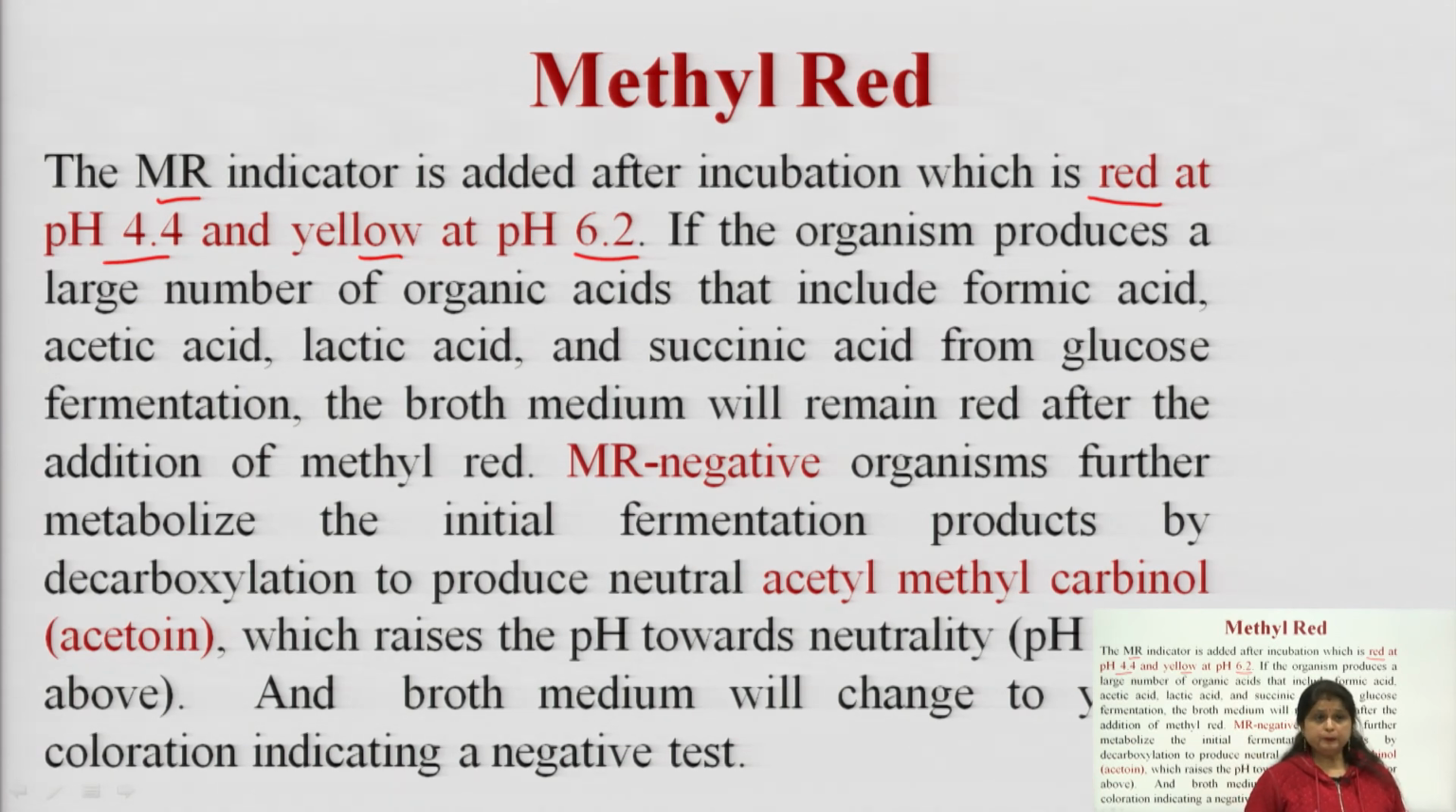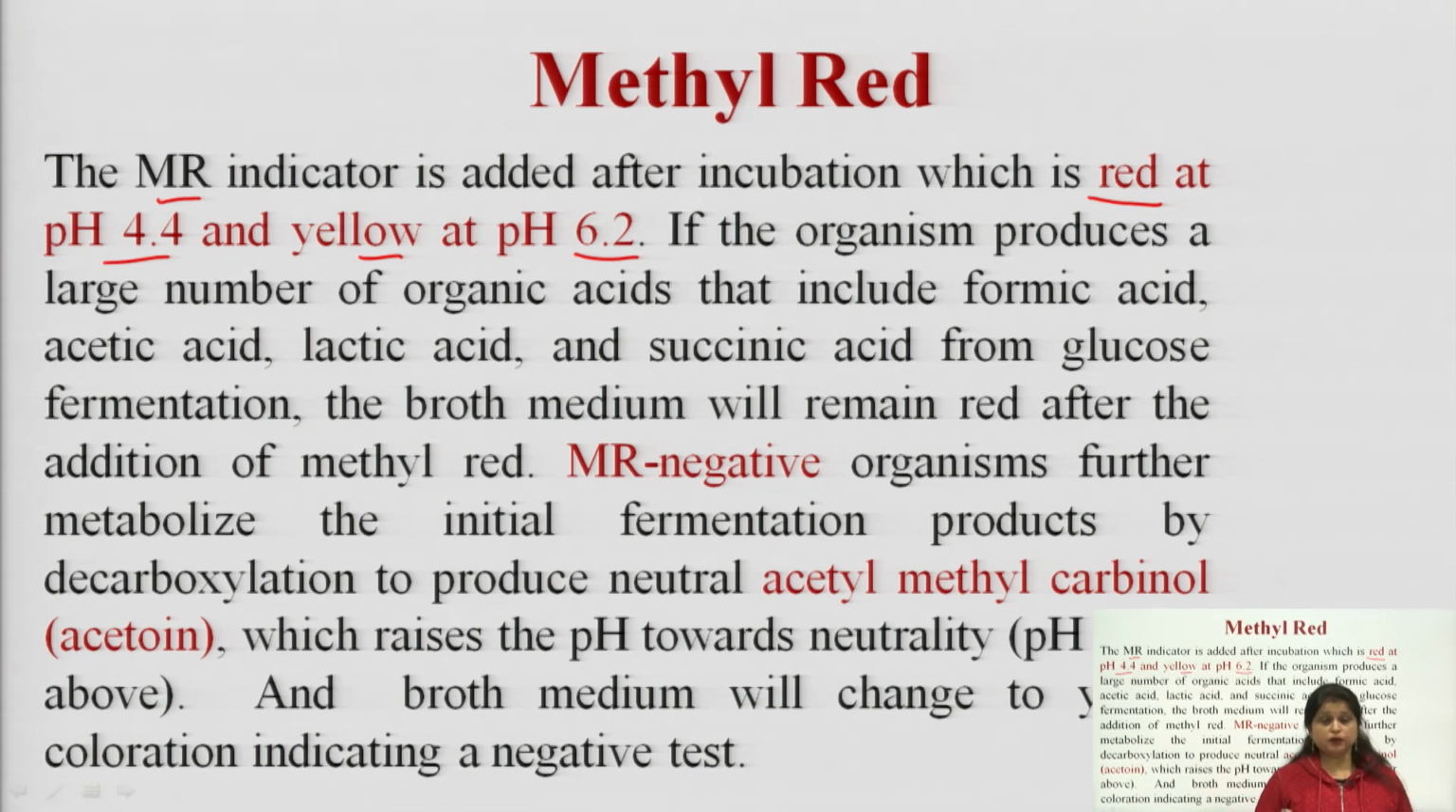In case of MR negative, if the preparation is not becoming red and remains yellow in color, what will happen? That glucose will be further metabolized, further fermented. So the MR negative organism will further metabolize the initial fermented products into various acetones. So when an acetonic environment is created by the bacteria, that is, if acetone is released as an end product, that will give the MR negative test.